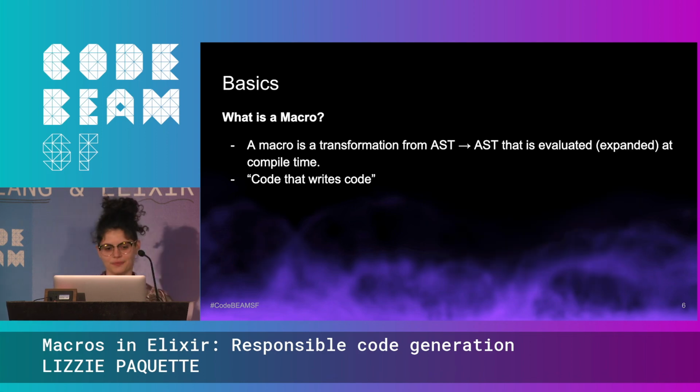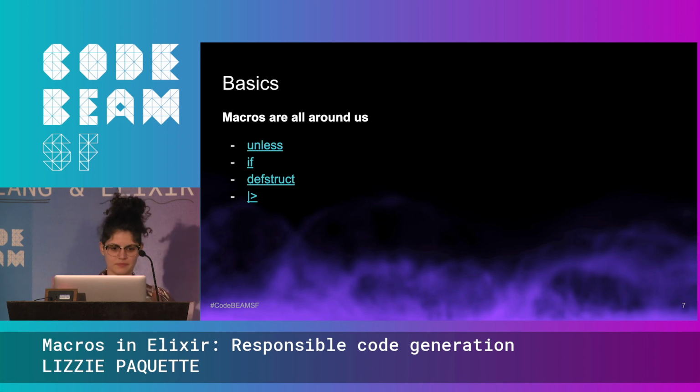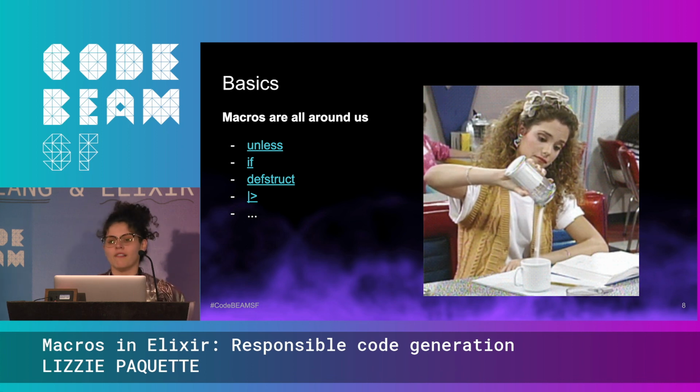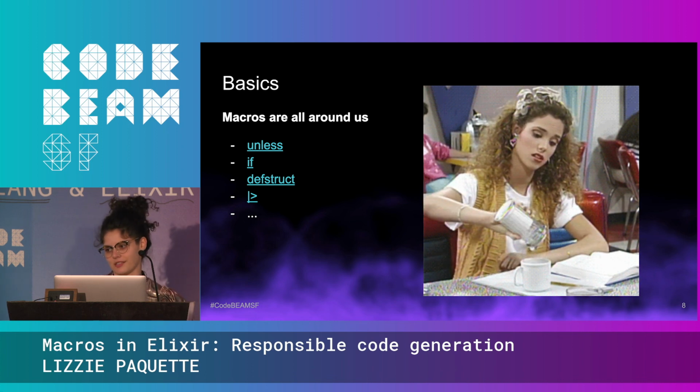What is a macro? A macro is a transformation from AST to AST that is evaluated, expanded, at compile time, or in simple terms, it's code that writes code. And macros are all around us. A lot of the constructs you see in Elixir every day are actually macros under the hood, like unless, if, def, struct, pipe, and many more. Macros are doing the work to create a lot of the syntactic sugar that exists in Elixir.